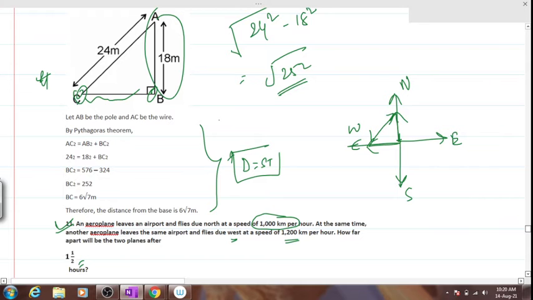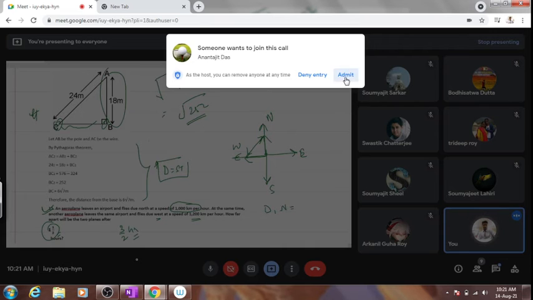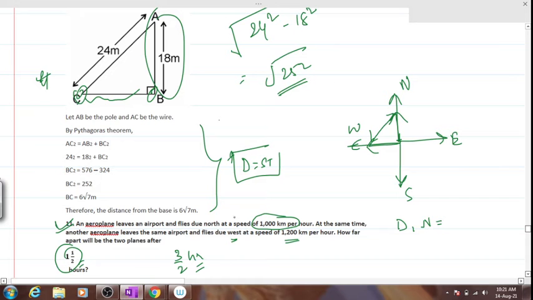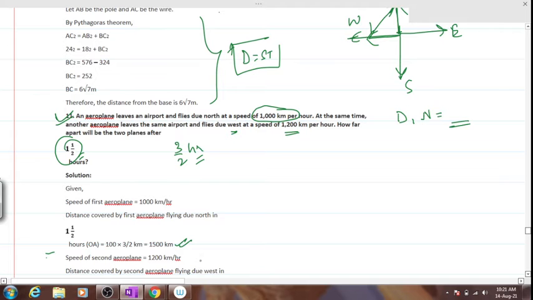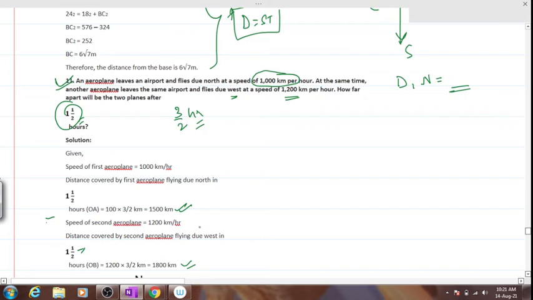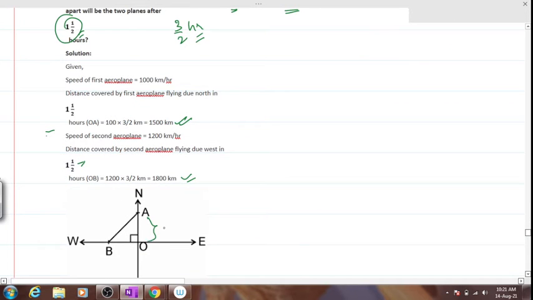Is it clear? Can you tell me the distance of first plane? Distance due north. The plane traveling towards north. Time is 1.5 hours. That means 3/2 hours. How much is the distance? Okay, Ankita has already answered. Very good. The distance of the first one will be 1500 kilometers and the second one will be 1800 kilometers. Did people get this answer? Yes or no? Confirm. This is 1500 and this is 1800.